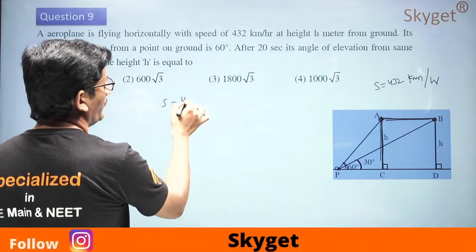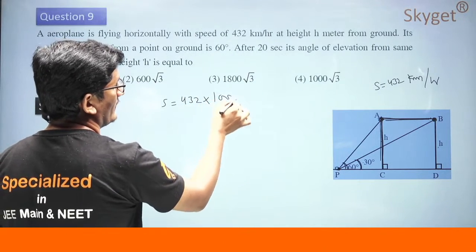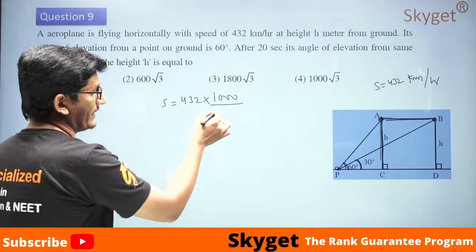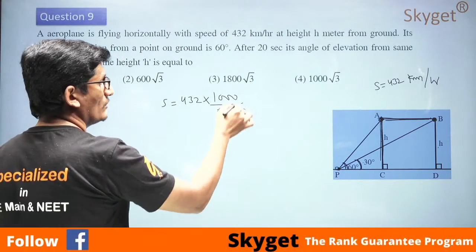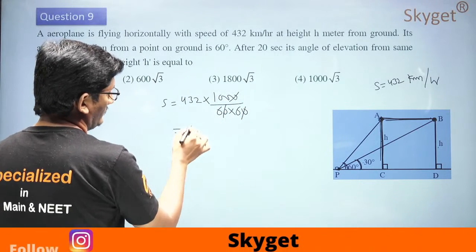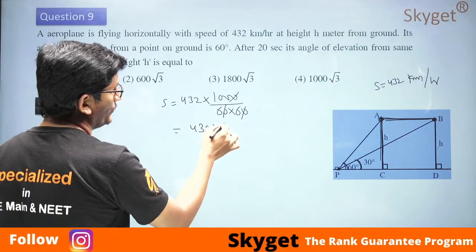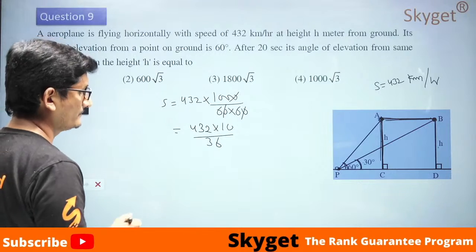So simple, first of all convert into meters per second. So s is equal to 432 into kilometers converted into meters, 1000, divided by hours, which we can write as 60 minutes into 60 seconds. So two zeros cancel. Next, 432 into 10 by 36. Simplify this one here.